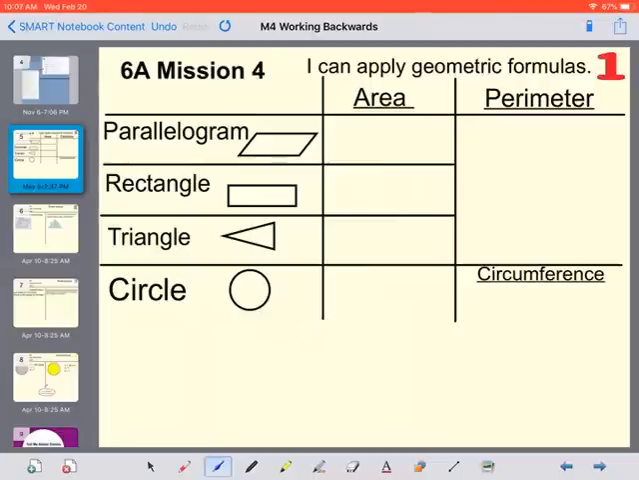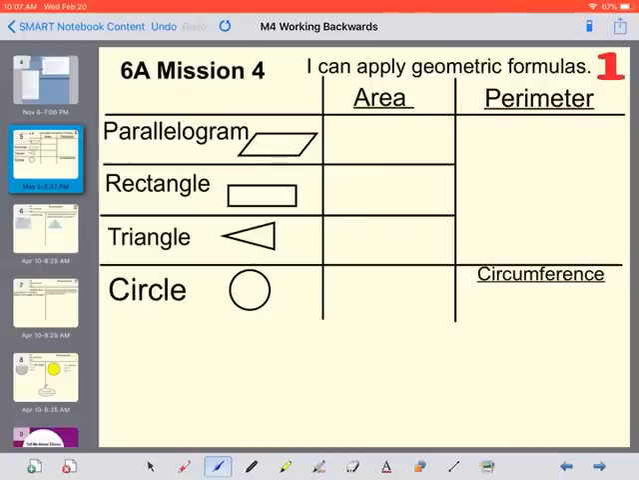Hello, today we are doing mission 4. We are applying geometric formulas and actually going to be working backwards to find out either the base or the height or the radius, for example, of something like a circle. So, quick review of our formulas.